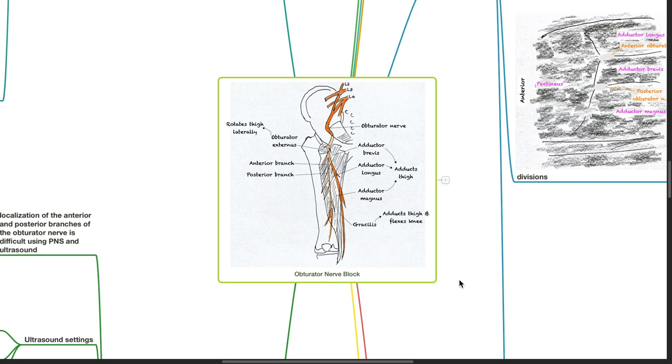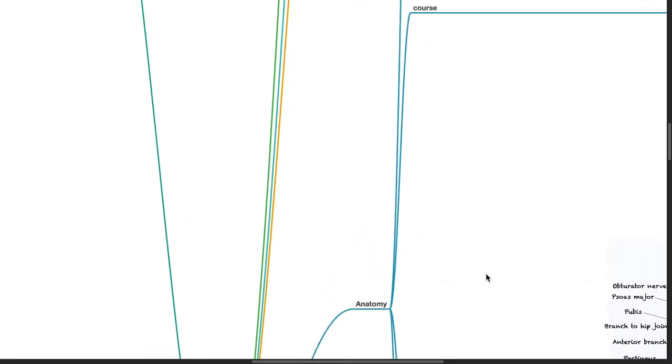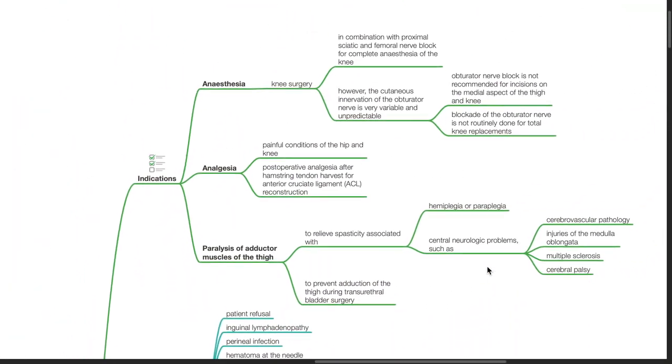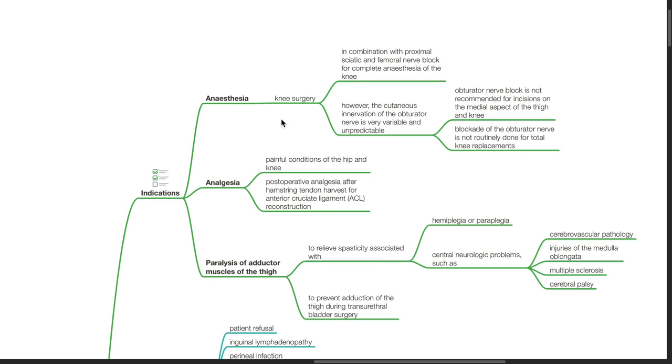Today we'll be discussing obturator nerve block. Indications for obturator nerve block: for anesthesia for knee surgery in combination with proximal sciatic and femoral nerve block for complete anesthesia of the knee.